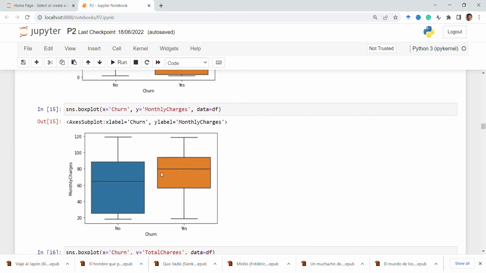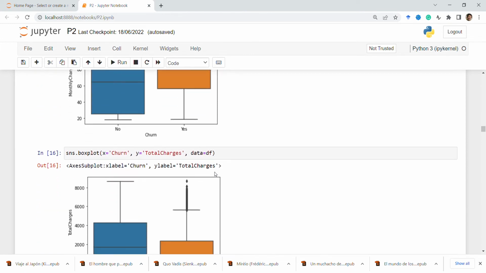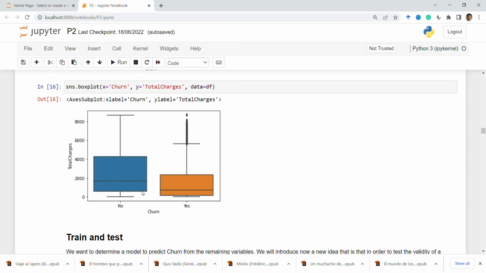And this is the same graph, but now for the monthly charges. So we see that people leaving the company, they have the main part of the distribution significantly higher than the main part of the distribution for people not leaving the company. So it should be noted that these boxes have 50% of the population. So this 50% of the population are paying significantly more than this 50% of the population. And this is the same for the total charges.